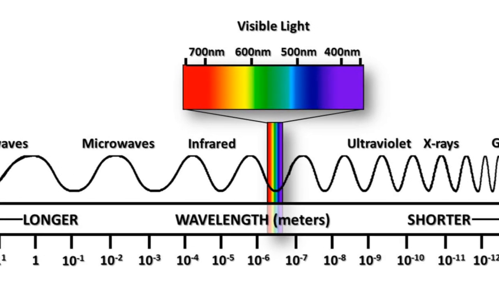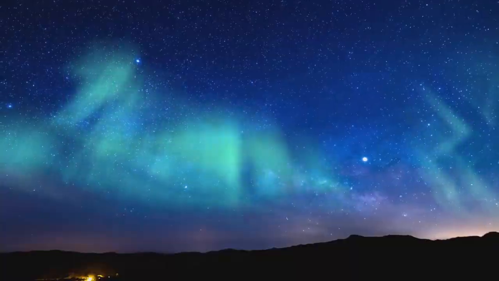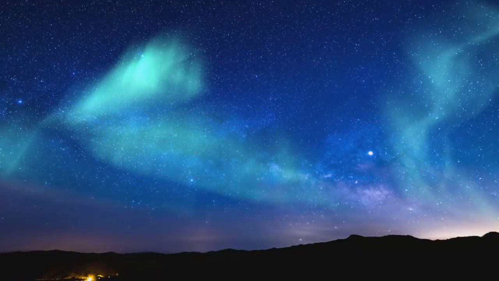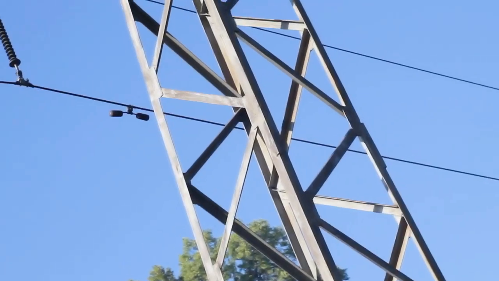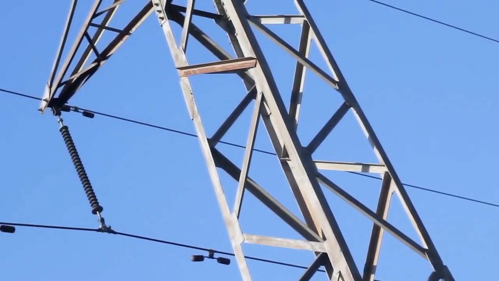Light is energy. Light is also a wave. It travels through the vastness of space. Light waves are special. They are electromagnetic waves. This means they are made of electric and magnetic fields.